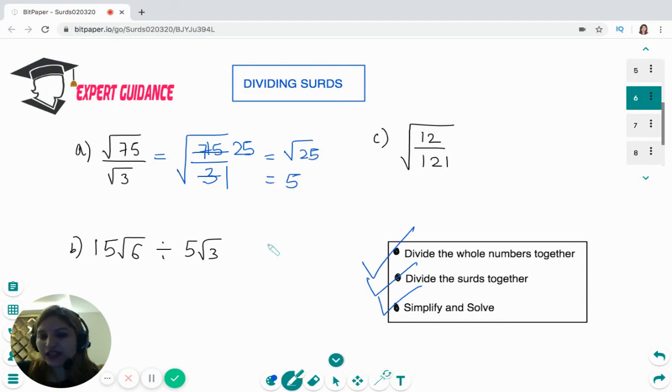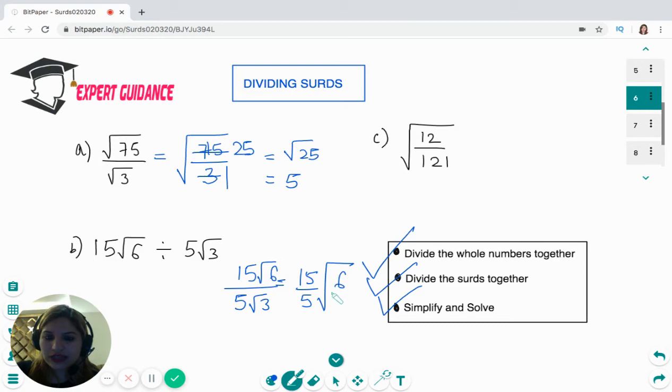Let's try another question. This is 15 root 6 divided by 5 root 3. We will divide the whole numbers together, so 15 over 5 and root 6 over root 3. 15 divided by 5 is 3, and 6 divided by 3 is 2. So the answer would be 3 root 2. Okay, so I hope this is clear to you.